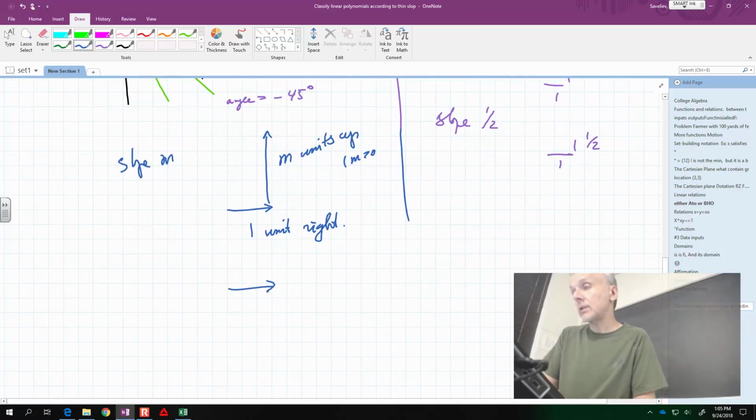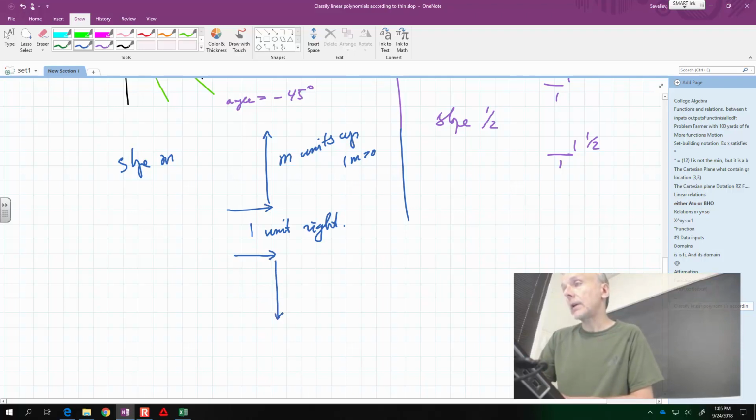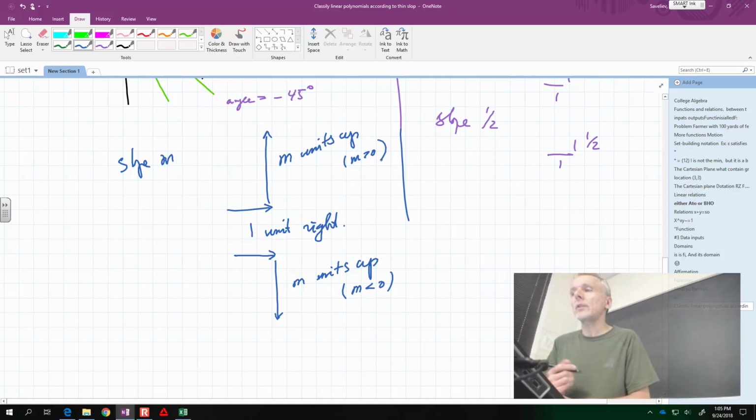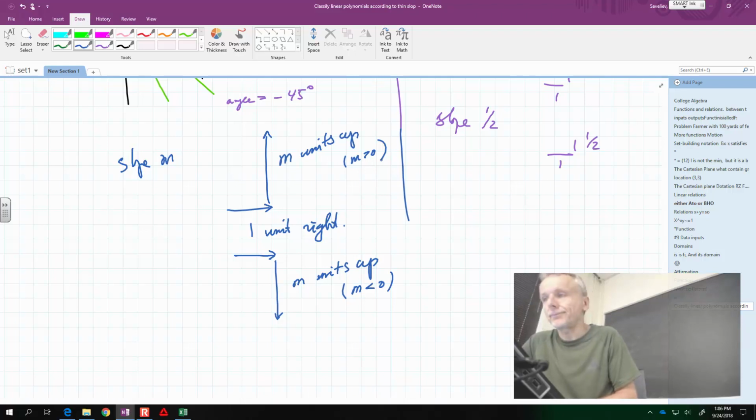The starting point is the same. It's still 1 unit to the right, so that part doesn't change. But if m happens to be negative, I still say the same words: m units up, but m is negative. So when m is positive, you go up, and when m is negative, even though you say you're going up, you're really going down. So that's the idea here.